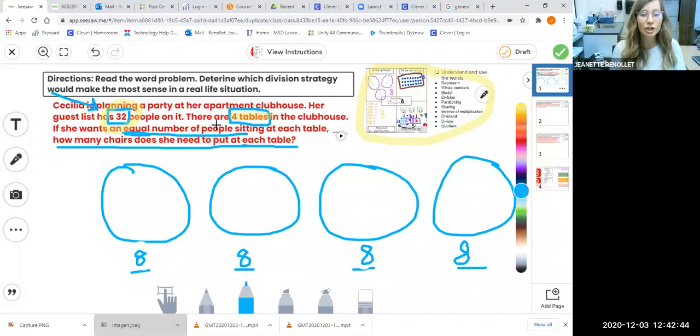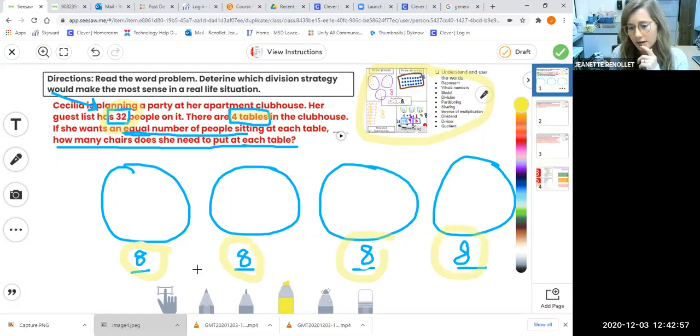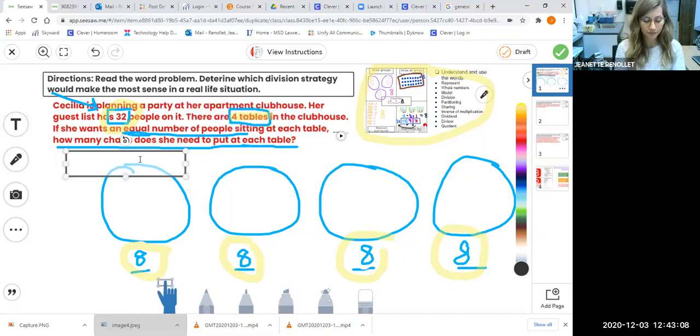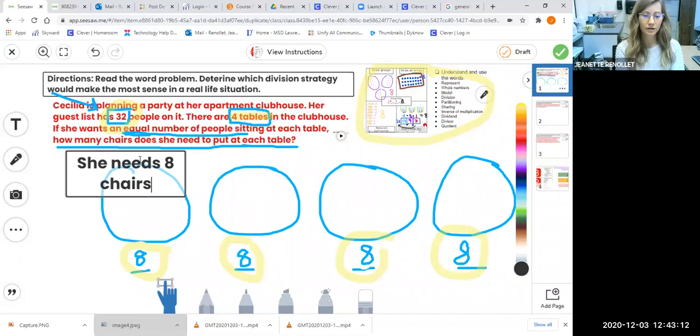Cecilia has 32 people on her list. There are 4 tables. She wants an equal amount. Let's check that we have equal groups. Okay, I think we're good to go. We have equal groups. And how many chairs does she need at each table? I am ready to type my answer. We know she needs 8 chairs at each table.